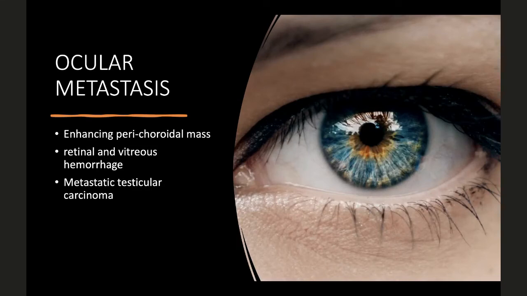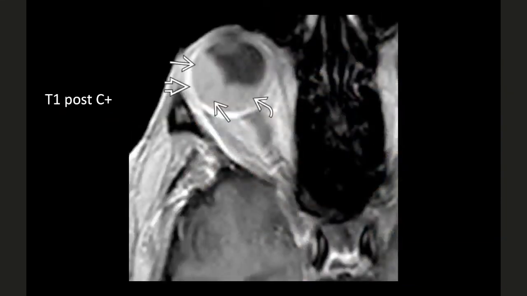So the next mass is ocular metastasis. This can occur anywhere. It can be in any of those layers, including the choroid, right? And ocular metastasis, if it's vascular, is going to cause hemorrhage. But also because a mass is going to pull and push structures, it can cause detachment. So testicular carcinoma loves to go to the orbit also, just like melanoma.